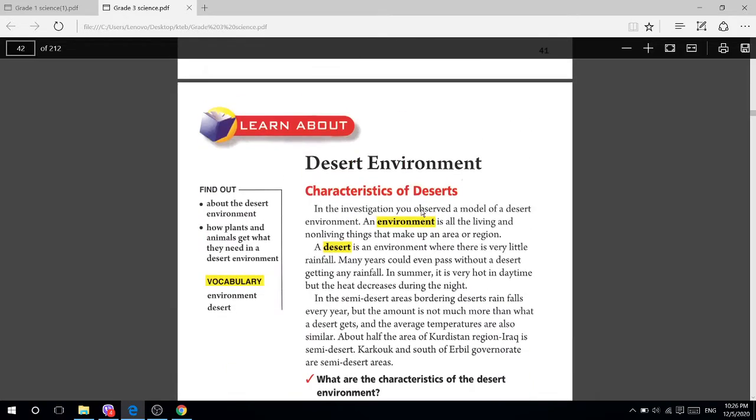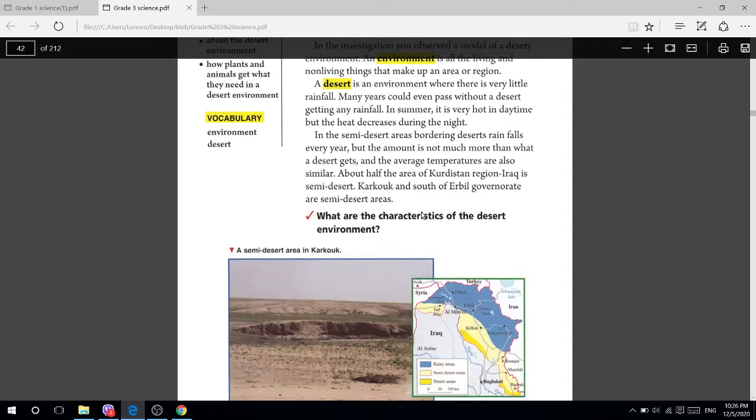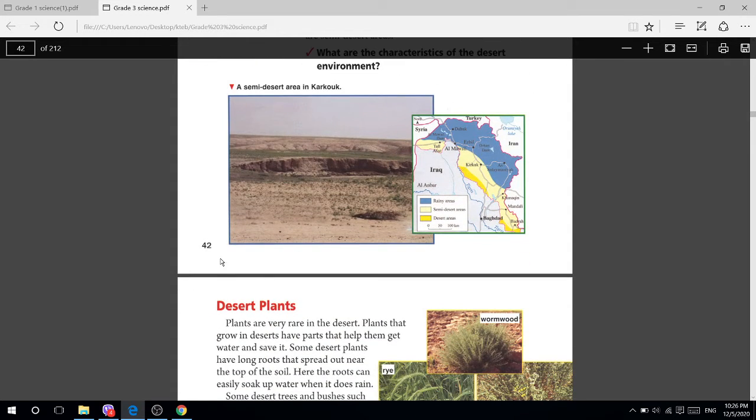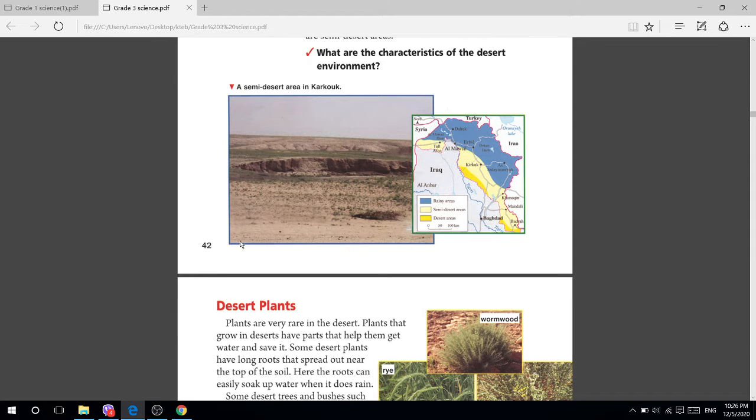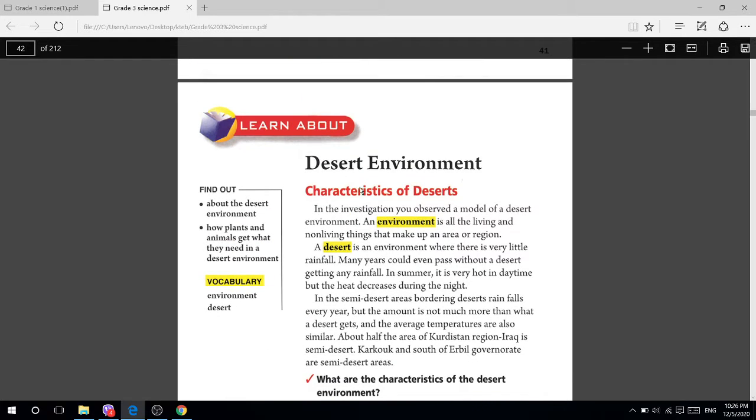Please bring your book, open page number 42. All of you, open page number 42. Please hurry up. Today we will talk about the desert environment.